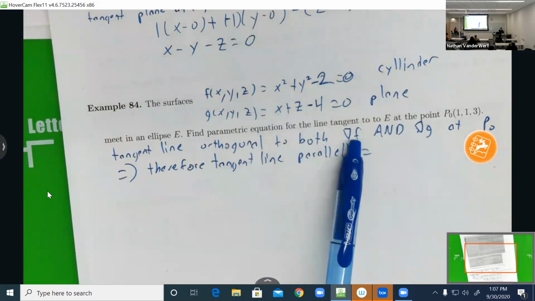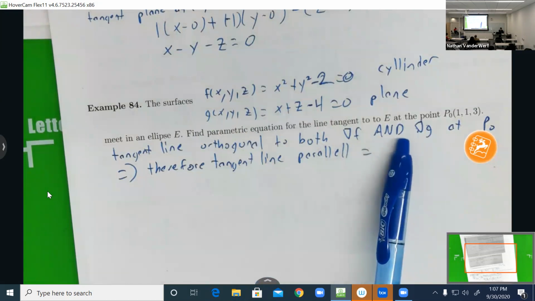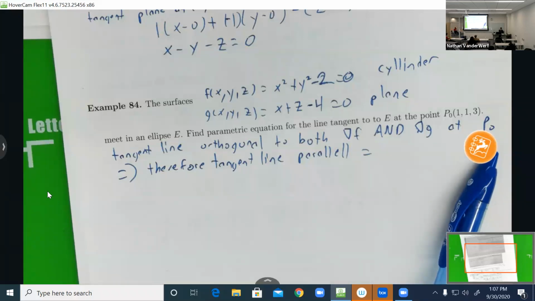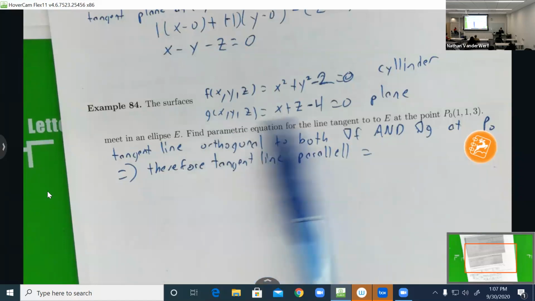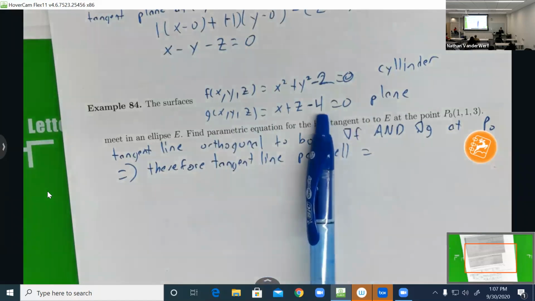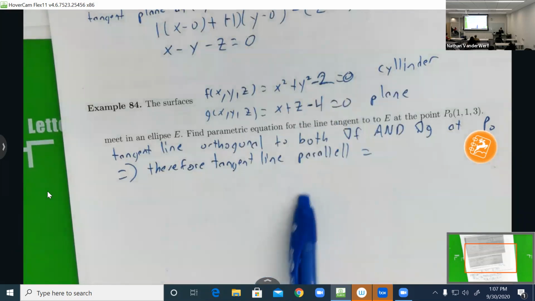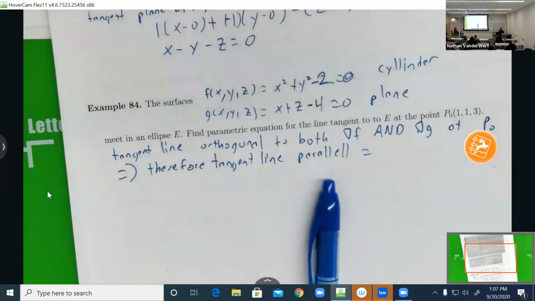So these are like our normal vectors for each plane, right? And we're essentially intersecting two tangent planes. The tangent plane for the plane is just the plane itself, but the tangent line for the cylinder is a little bit different. So what was that formula that we used for the intersection of two planes? Cross product. There we go.